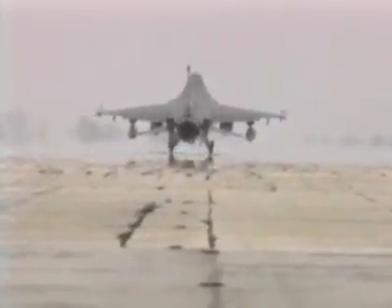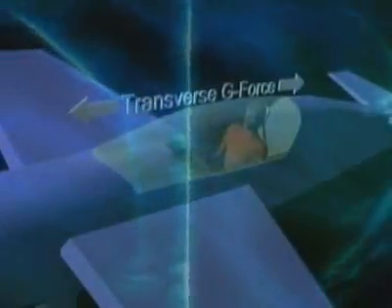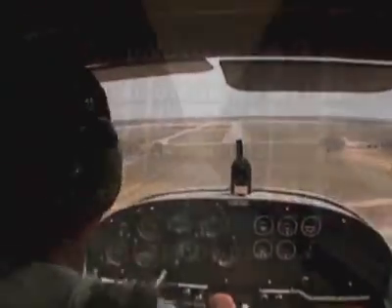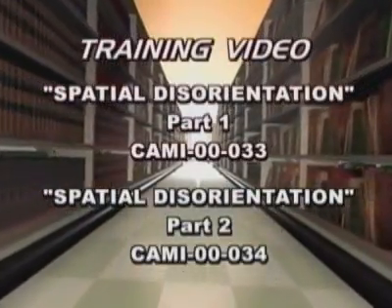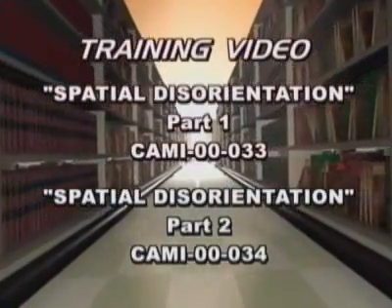Transverse G accelerations affect the body's equilibrium system. Equilibrium originates from the inner ear, causing pitch up and pitch down illusions. These illusions are discussed in detail in the training module on spatial disorientation.